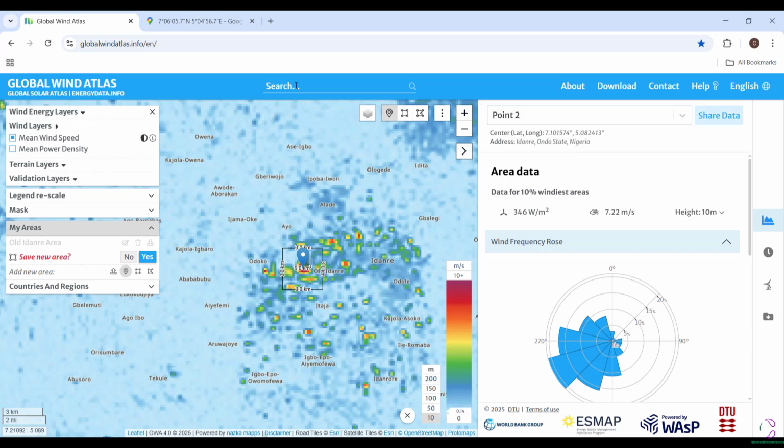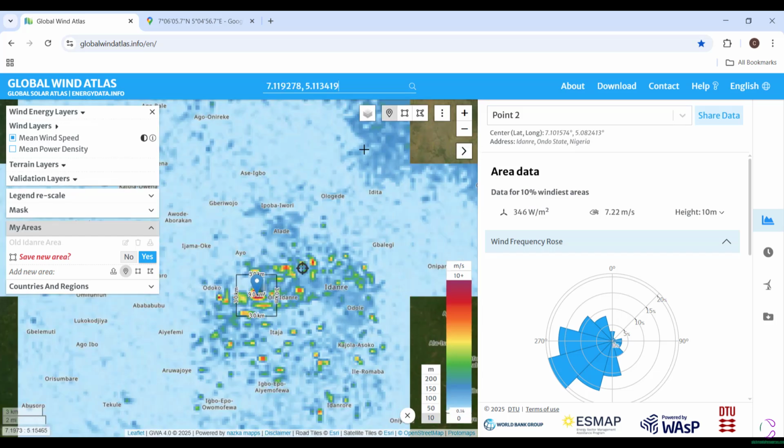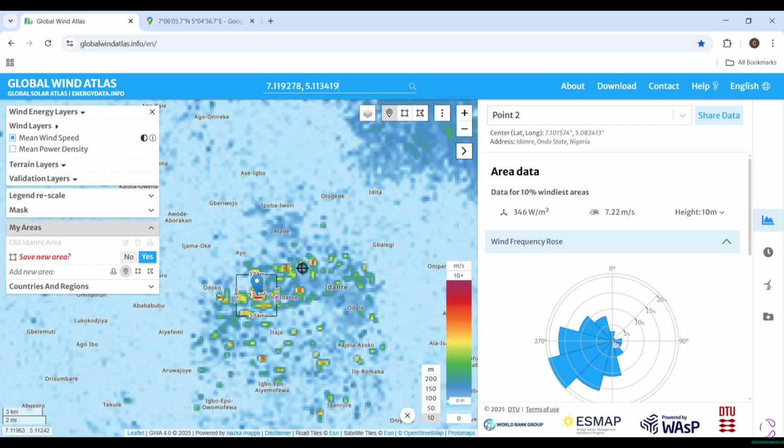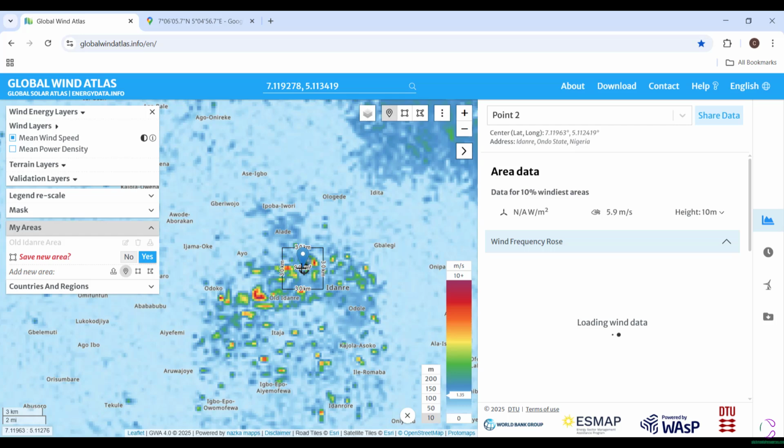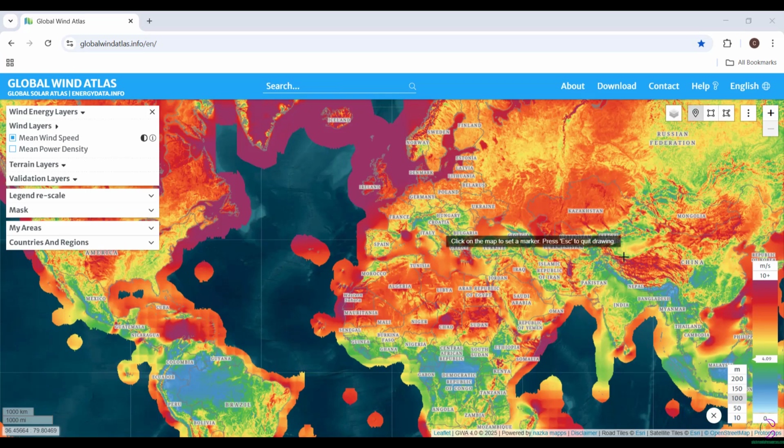Let's try and search for these coordinates. So this is the coordinate where people are inhabiting, and it's also giving us similar results. So you see here you have 5.9 meters per second. If wind turbines were going to be sited at a location, it was necessary to understand the wind speed. So we are talking of the average wind speed as well as the standard deviation of this wind speed.